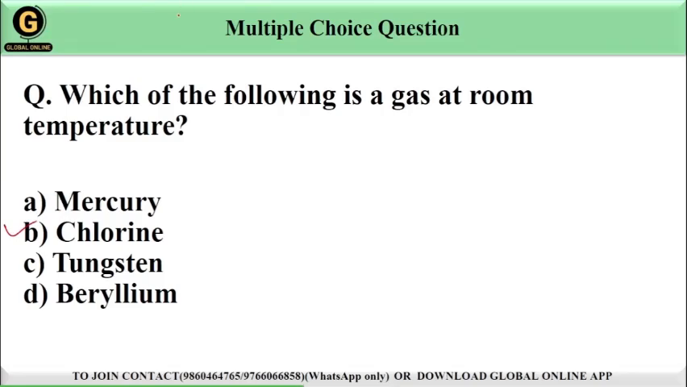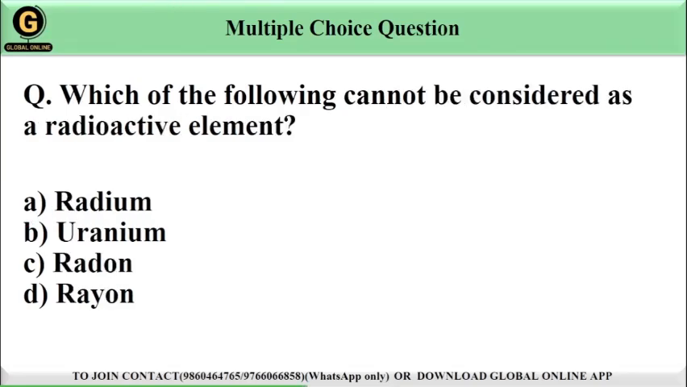Which of the following cannot be considered as a radioactive element? We have options here. Option A, radium. Option B, uranium. Option C, radon. And option D, rayon. The correct answer for this question will be rayon because rayon is a synthetic fiber, not a radioactive element. Radium, uranium and radon are all radioactive elements that emit radiation. So the correct answer is option D, rayon. Let's move to the next question.